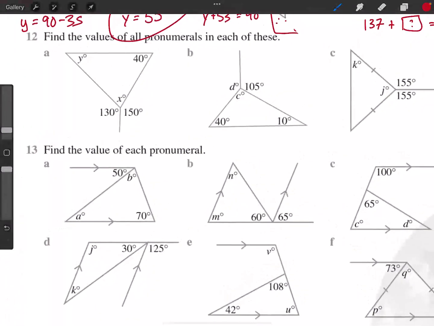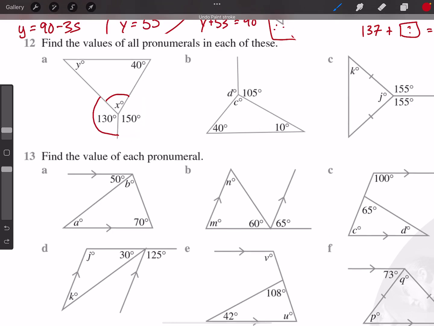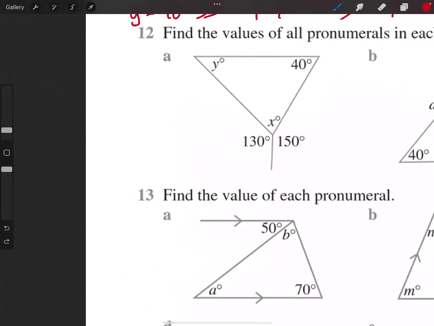Alright, question 12. Find the value of all pronumerals in each of these. Okay, let me see. Well, we can find x first, okay? Because we can see that this angle x plus 130 degrees plus 150 degrees makes a full revolution, which means that the three angles add up to 360. So let's find out what these add up to first. 130 plus 150 makes 280. So this makes a total of 280 degrees.